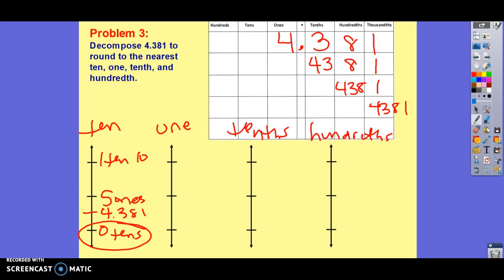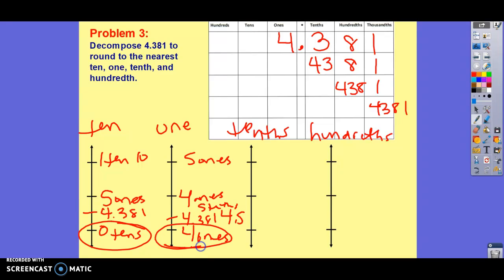Let's look at the ones place. This number will either be rounded to 4 ones or 5 ones, with your midway point being 4 ones, 5 tenths, so 4.5. 4 and 381 thousandths is less than 4 and 5 tenths, so are we going to round to 4 ones or 5 ones? Correct, we're going to round to 4 ones.